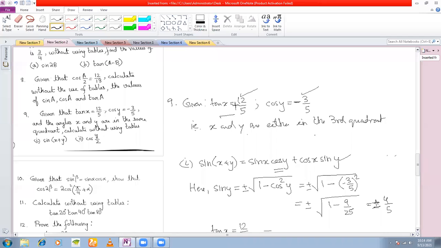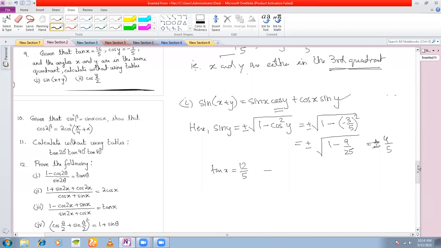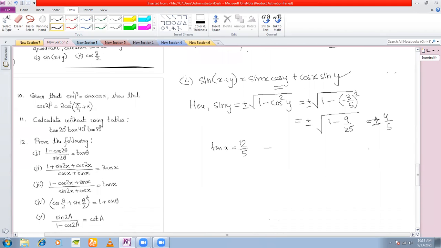The only possibility is that x and y have to be in the third quadrant, because only in the third quadrant will you get tan x as positive and cos y as negative. In the second quadrant you will not get that. So that is something we need to correct here: they are both in the third quadrant. Now it will be easier for us to choose the sign.